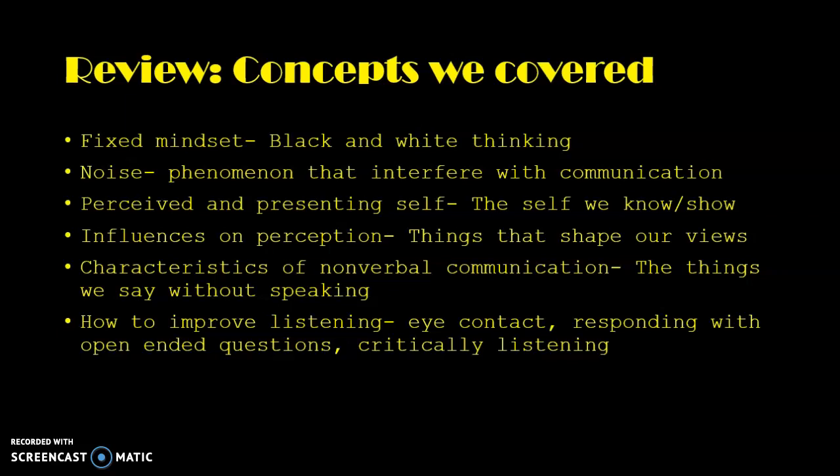We have noise, which is any phenomenon that interferes with communication. In this case, remember I talked about Natalie's sunglasses and how those were noise to Lenny. Perceived and presenting self: the perceived self is the self we know, and the presenting self is the self we show. The self we know is our personal self-concept. The presenting self is what people come to know as us. Influences on perception: there are many things that shape our views. This could be society, the money we have, and so on.